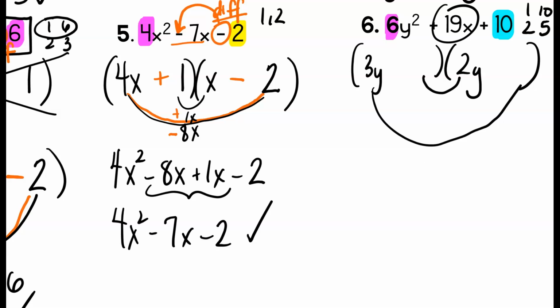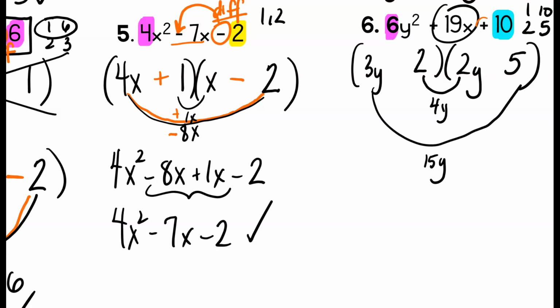Let's try the 2 and the 5. I would not put the 2 with the 2 because obviously they have something in common, which means I would put it instead with the 3, which means then the 5 here would go with the 2. 2 times 2y is 4y, and 3y times 5 is 15y, and yes, those two will give me 19 if I add them.